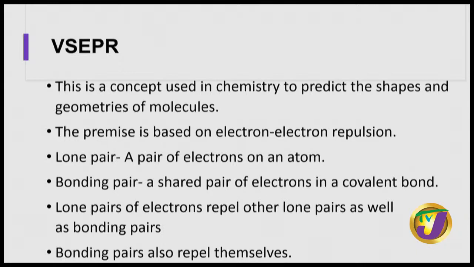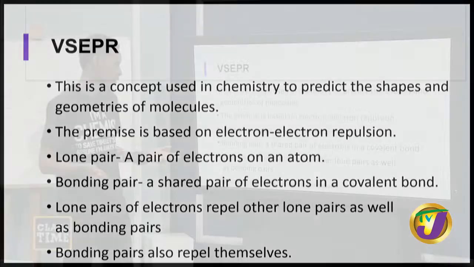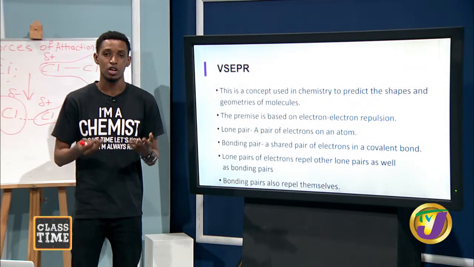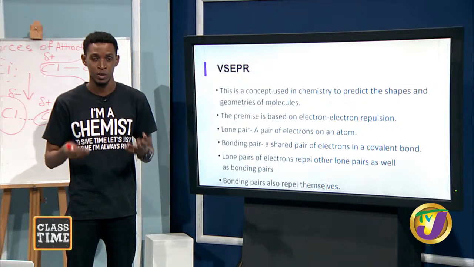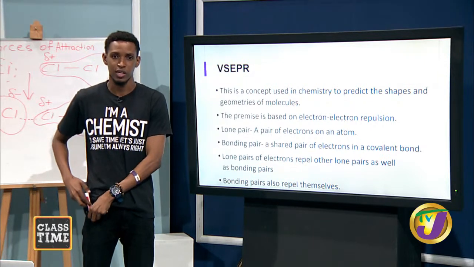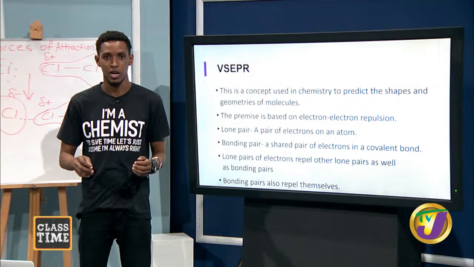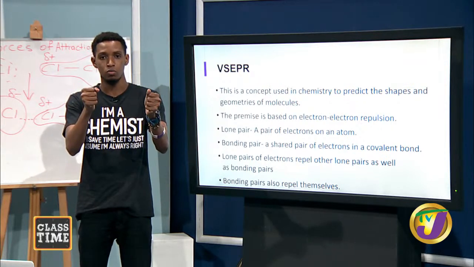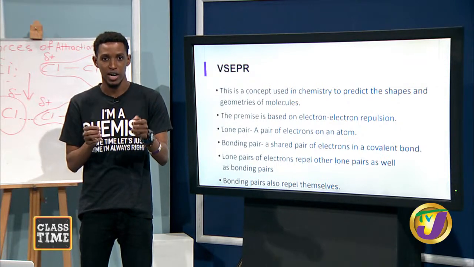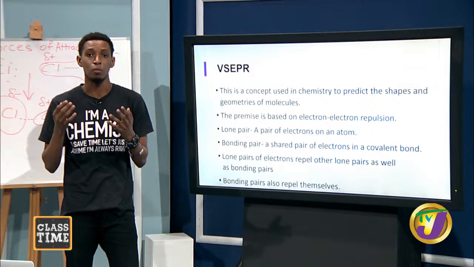But before we get into it, let's define some terms. What is a lone pair? A lone pair is simply a pair of electrons on an atom or molecule. What is a bonding pair? A bonding pair is a shared pair of electrons in a covalent bond. Now, remember I was saying that in a bond you have two electrons, right? If you have atom A being bonded to atom B in a covalent fashion, you have two electrons in that bond, right? And that is what we call a bonding pair.